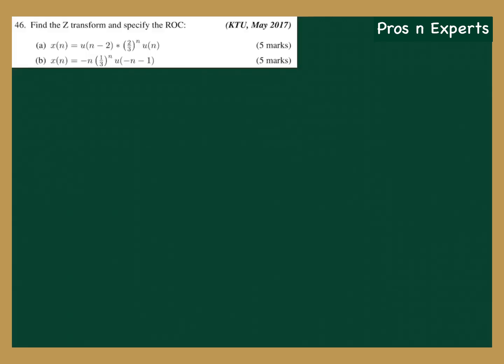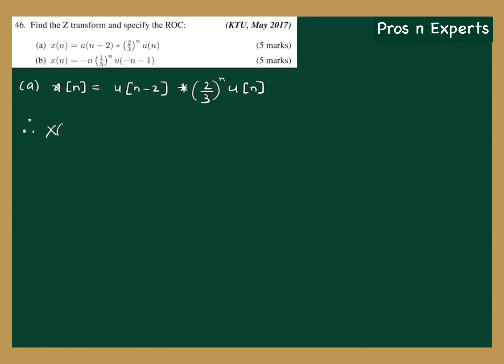And now we head on to the last question in this book. Find the Z transform and specify the ROC for two signals. First question is x of n is equal to u of n minus 2 convolved with 2 by 3 to the power n u of n. Okay, so you have to find the Z transform and specify the ROC.